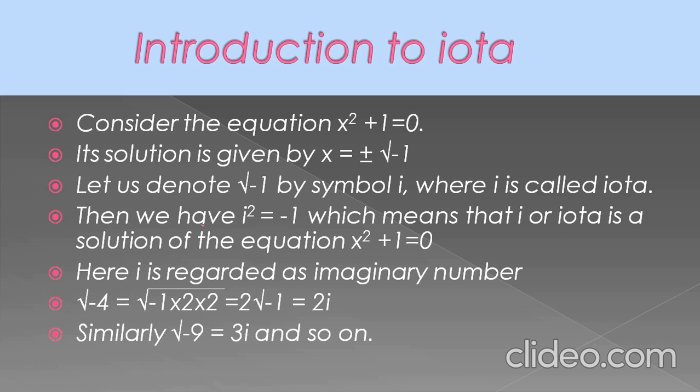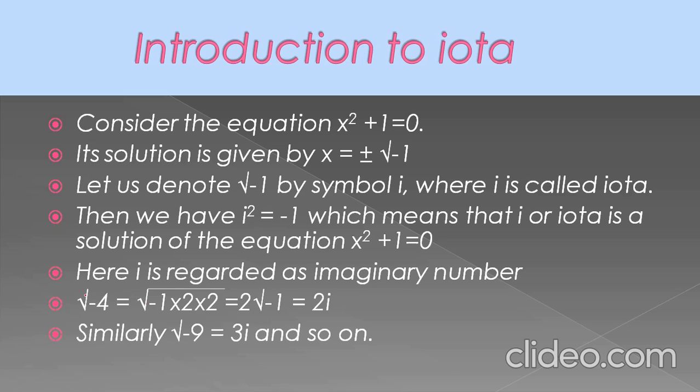So we can say we have i square is equal to minus 1. That is, iota square is equal to minus 1, which means that iota is a solution of this equation x square plus 1 equal to 0. Now this iota is regarded as an imaginary number. This is not a real number, this is an imaginary number.